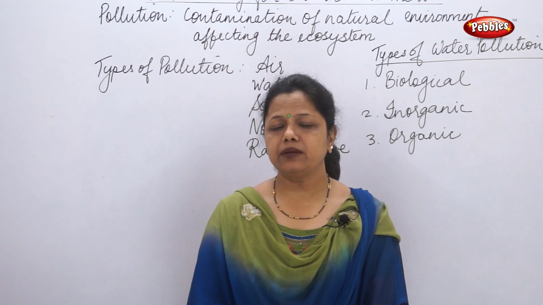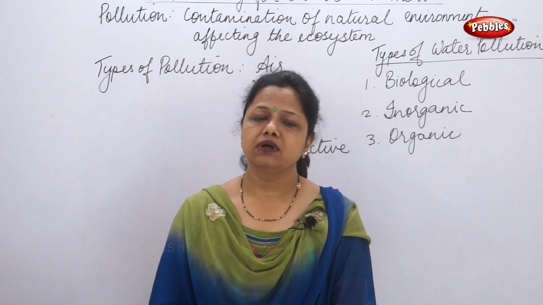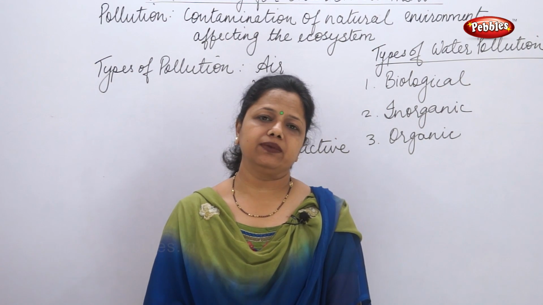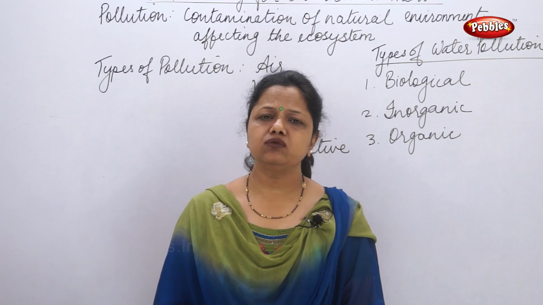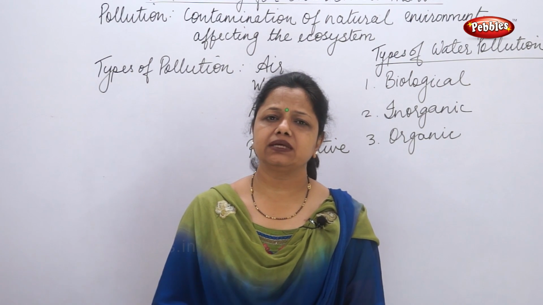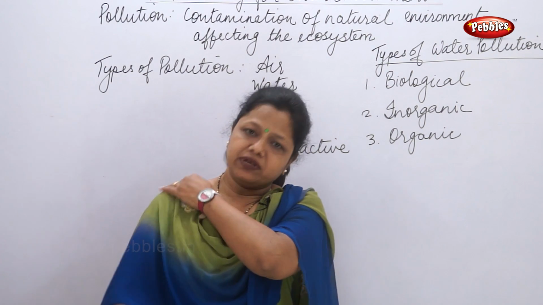Agricultural runoffs, that means this is the fourth type of source from which the pollution of water can take place. In agriculture, we make use of manure, fertilizer, pesticides, and fungicides, which get mixed with the soil.